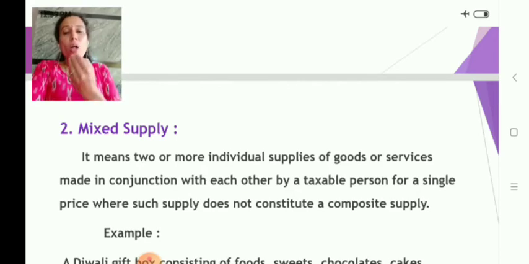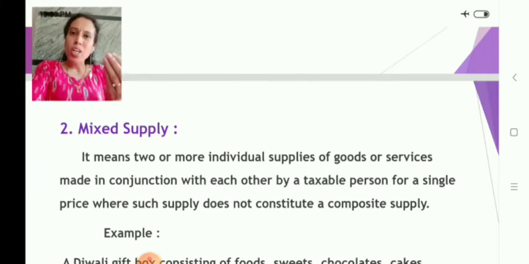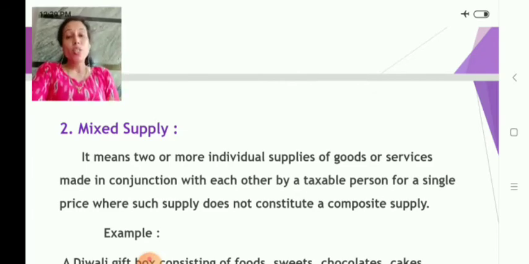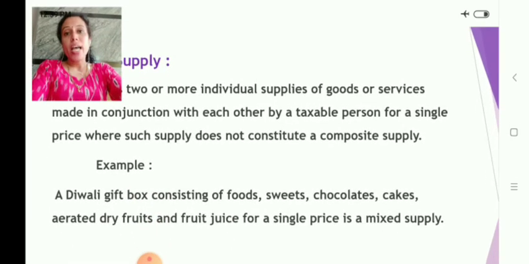Or if you go to a shop and you buy a Santoor soap, along with Santoor soap, you get a pen or a spoon. Are they naturally bundled? No, they are not dependent on each other. It can be sold separately also. That's why this kind of supply, here there will be supply of two or more individual supplies. It may be either of goods or of services, but they are sold for a single price and they can be sold separately also. Such kind of supply is considered as mixed supply.